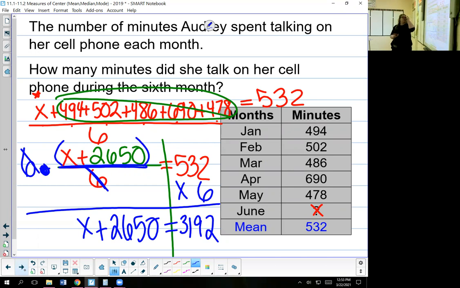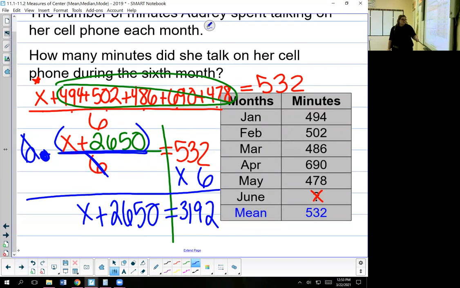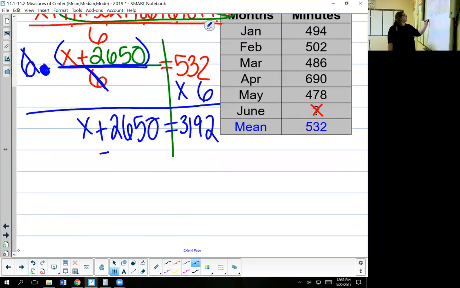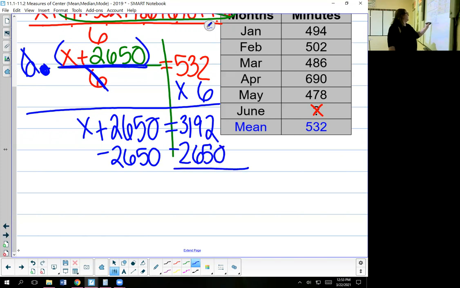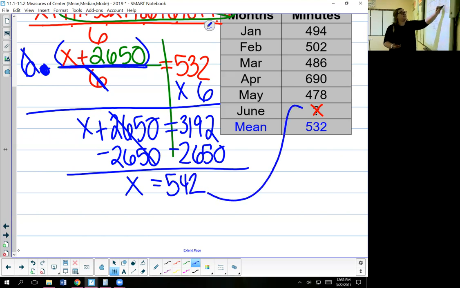Okay. So all I have to do is now solve for x. This is an addition equation. How do I get rid of addition? I use subtraction. So I subtract this from each side. Again, I'm showing my work. You're allowed to use the calculator as long as you show me what your brain's doing. And I got 542 is what she texted in June.